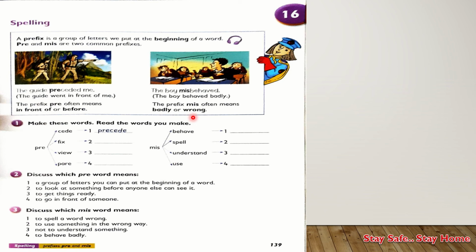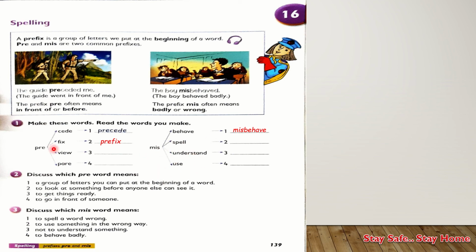Okay? Let's see. Make these words. Read the words you make. So the first one, pre plus seed, it becomes precede. Pre plus fix, it becomes prefix. And you continue 3 and 4 by yourselves, guys. So pre plus view, pre plus pair. Here, miss and behave, it becomes misbehave. You continue miss plus spell, miss plus understand, miss plus use.